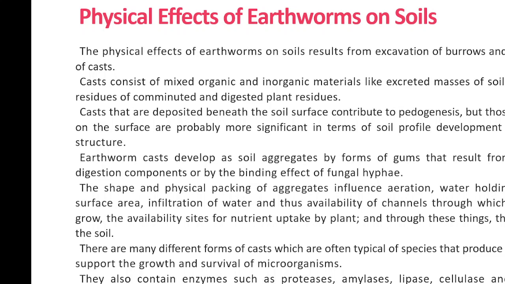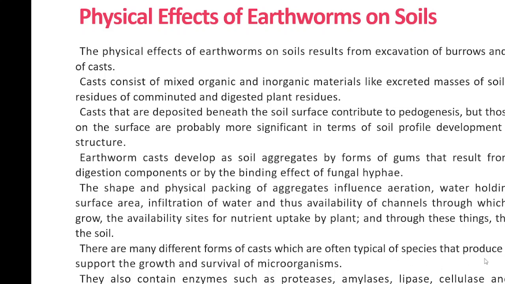So this is the advantage of earthworm burrowing or earthworm excavation, so that it will be easier for the roots of the plants to grow into the soil and grow there.